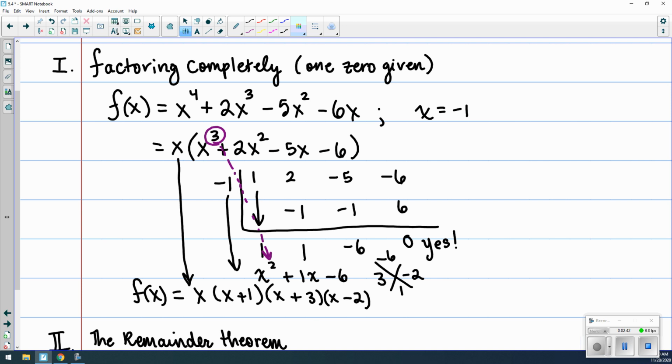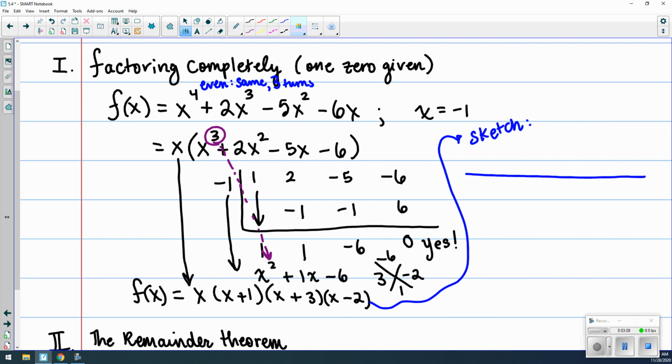Now, just for the fun of it, let's go ahead and make a rough sketch. So I'm going to come over here and make myself a quick sketch. Remember, that's the whole point of this entire chapter, is to be able to make a rough sketch of a polynomial function. Well, based on the fact that this is even, I know that I'm going to have the same end behavior, and I better have 3 turns. So let's see if I can make that magic happen.